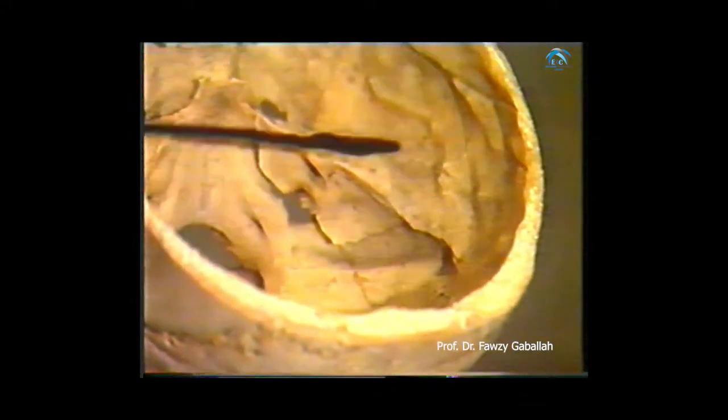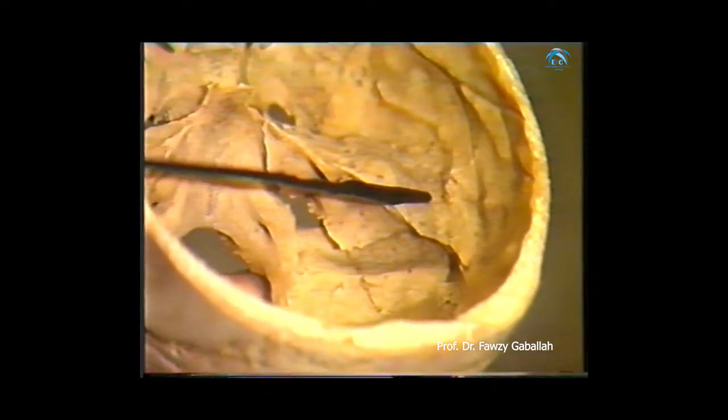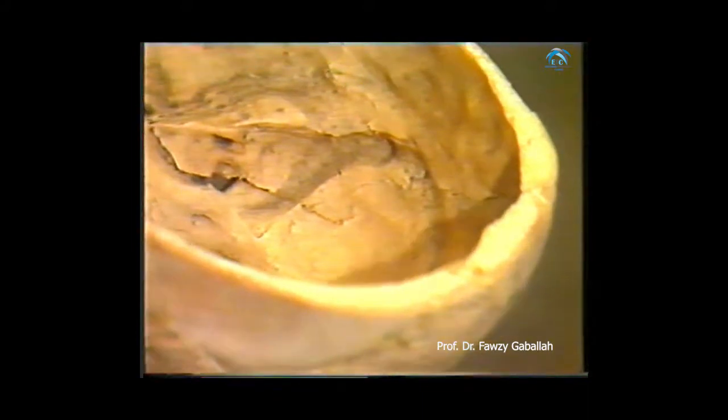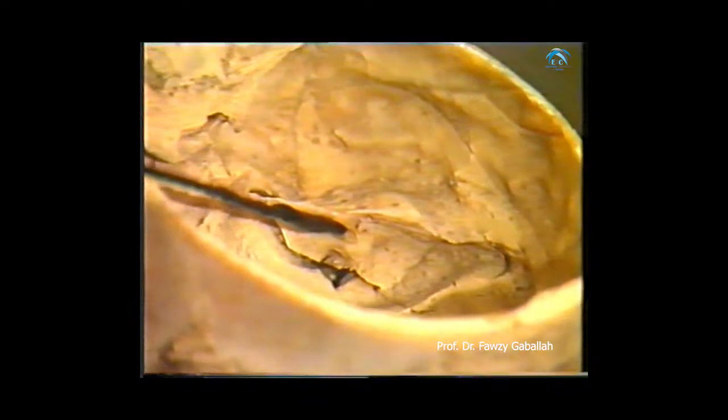It is to be noted that the sigmoid sinus is a direct posterior relation to the mastoid antrum, which is a cavity communicating with the middle ear. Also, that the mastoid emissary foramen is closely related to the sigmoid groove. The posterior surface of the petrous temporal presents the internal auditory or acoustic meatus, which transmits the facial and the vestibulocochlear nerves and the labyrinthine artery.